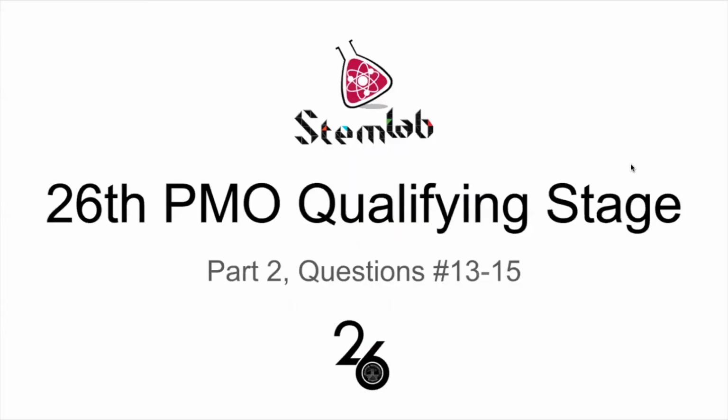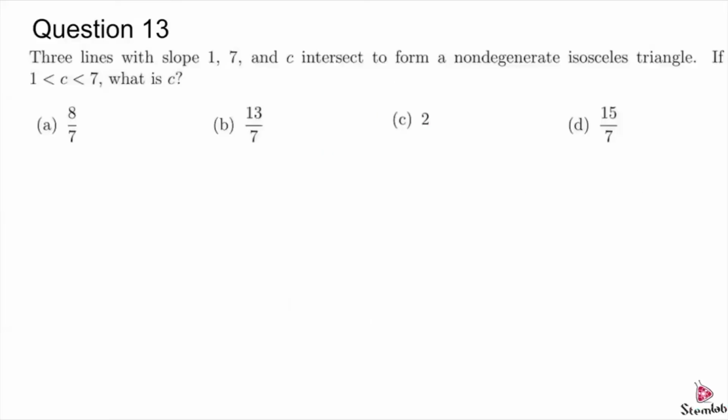Today, we will go over questions 13 through 15 in part 2 of the 26 PMO qualifying stage. Question 13. Three lines with slope 1, 7, and C intersect to form a non-degenerate isosceles triangle. If C is between 1 and 7, what is C?